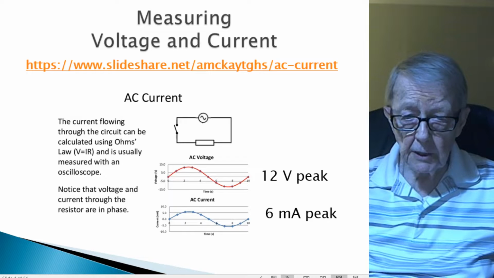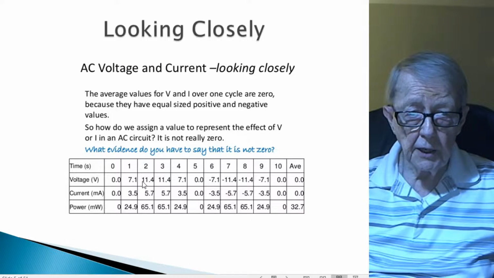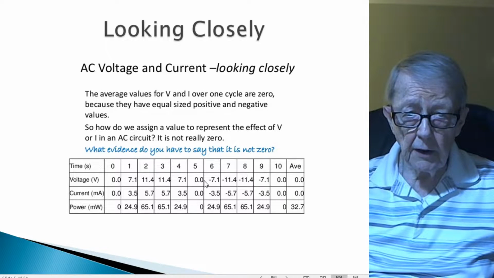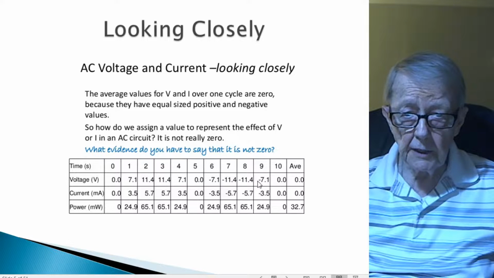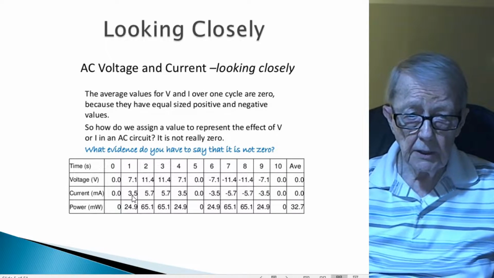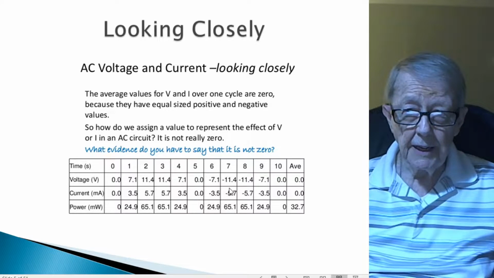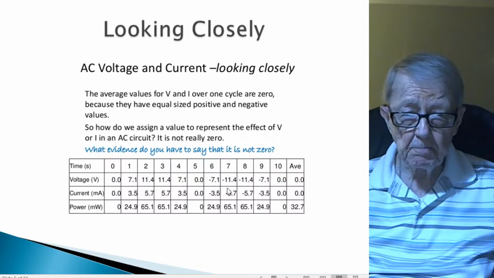And of course I just explained what they would do, and sure enough, these are the values he gets every 36 degrees. He gets positive values, then on the other cycle he gets the same negative values. You add them up, you get zero. Same thing with current. That isn't helping getting a value for AC.